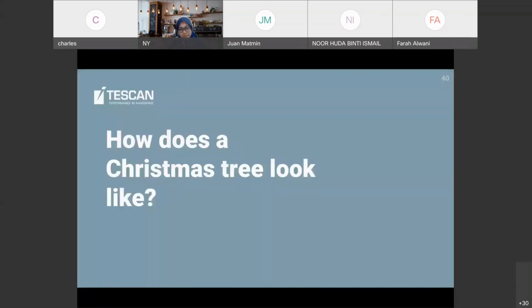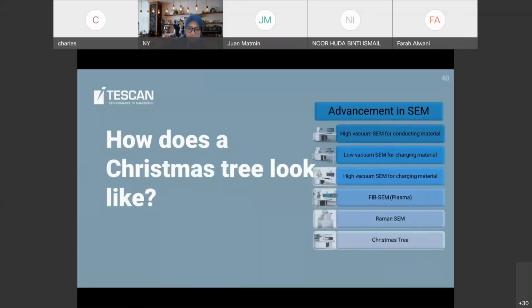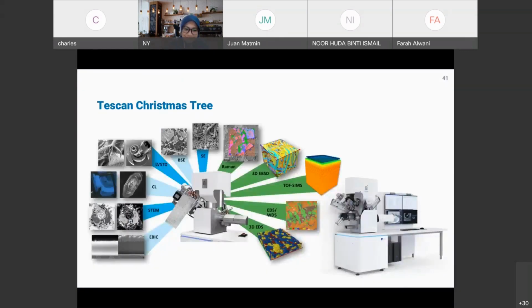So last thing, this is the Christmas tree. When it comes to this Christmas tree, you just imagine you have everything under one SEM. SEM is just a platform for imaging, and it depends on how you're going to equip the system. You can equip the system with, of course, SE and BSE, very common. It's a must-have for topography and material contrast information. Then EDX is the second most common detector that can always be found in SEM for elemental analysis.